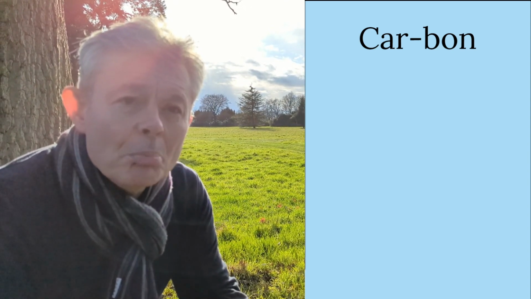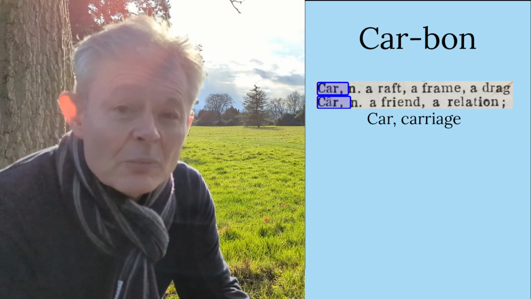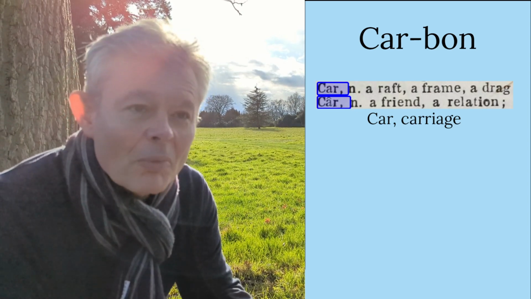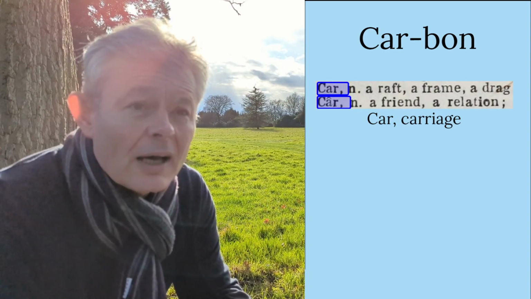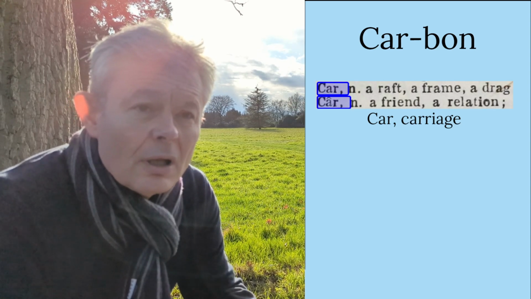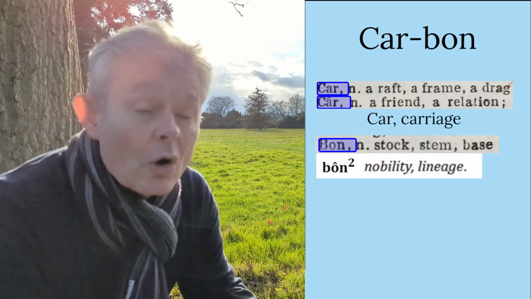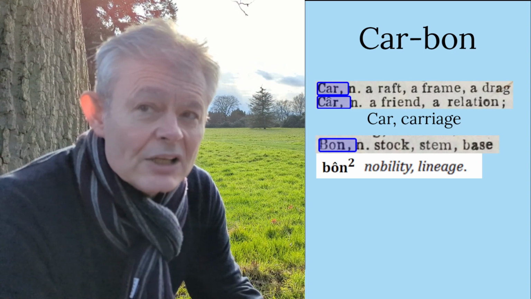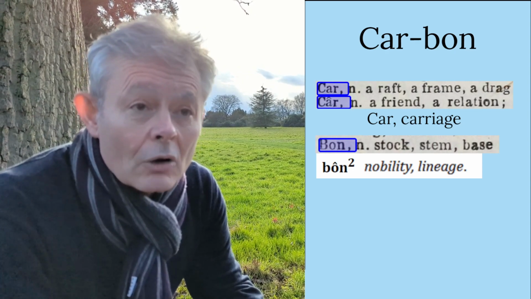So what does car and bon mean? Well, it's not a surprise that car means a carriage, a framework, because we get the modern day words car or carriage from this original word. But it also means family and lineage, friends. And the word bon means stump, base, stem, and it can be used figuratively also for nobility or lineage, a sense of continuity through ages, whether it's a tree or something like that, or a culture.